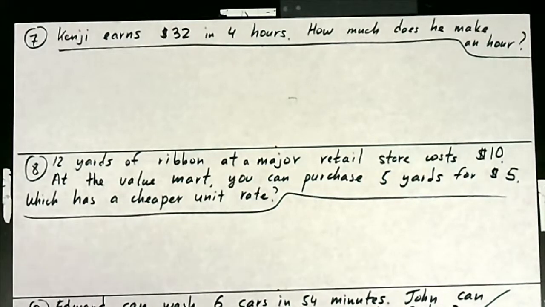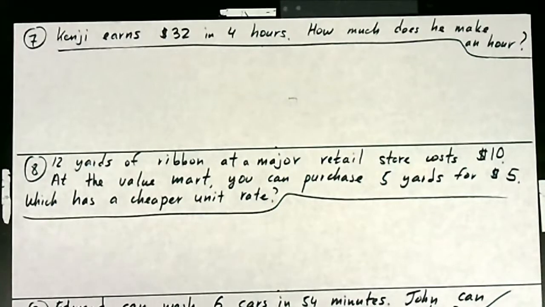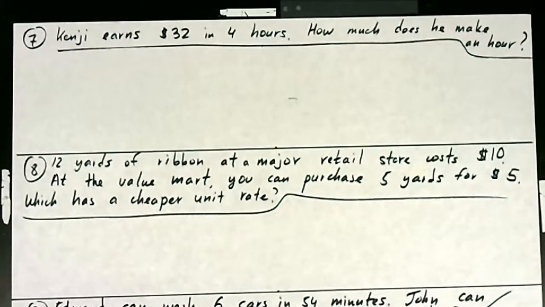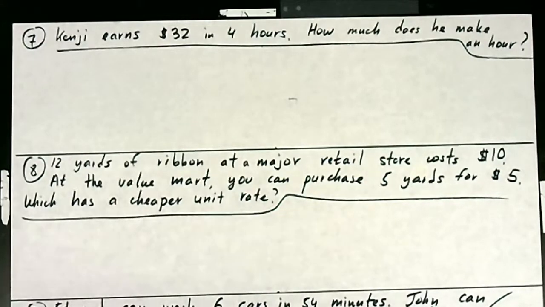Alright, number 7. We have a short word problem. It says Kenji earns $32 in 4 hours. How much does he make an hour? How can I find the unit rate here? What can I do?